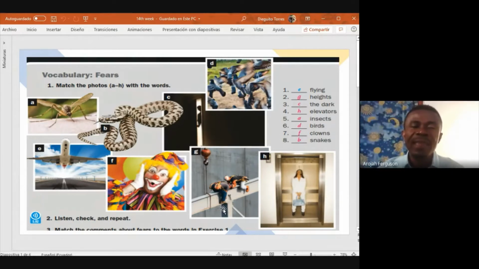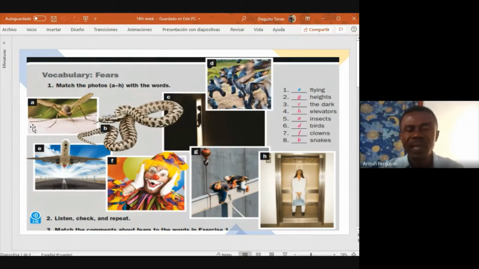Then we have insects. Others also have fear of insects, so they don't like insects around them at all, be it house flies or mosquitoes or grasshoppers. They don't like them around them, especially when they are eating. They don't like insects around them because they are afraid of insects. Maybe if an insect bites you, you get a temperature and it will lead to malaria or fever. So they don't like insects, especially mosquitoes.